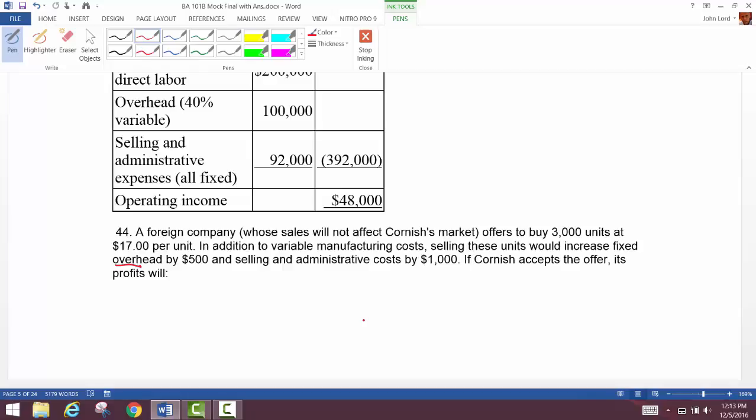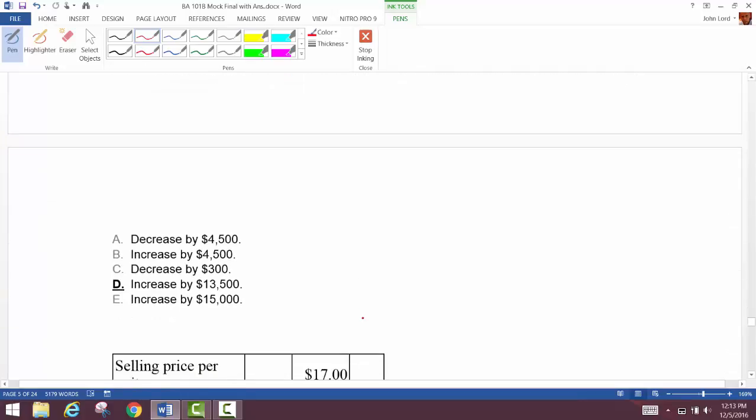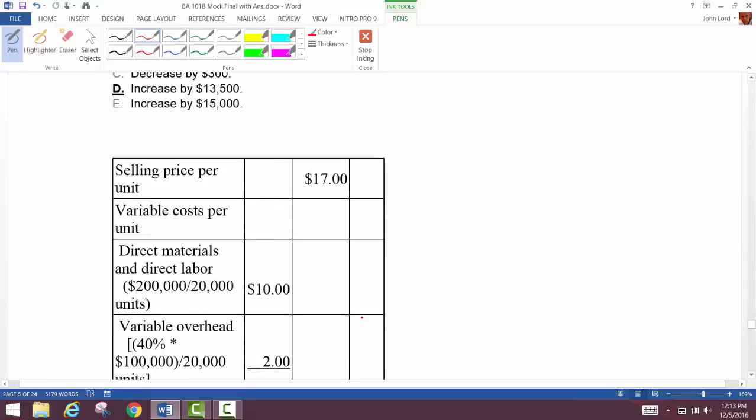A company whose sales will not affect Cornish Materials offers to buy 3,000 units at $17 per unit. In addition to variable manufacturing, selling these units would increase fixed costs by 500 and selling and administrative costs by 1,000. If Cornish accepts the offer, what will happen? Let's just look. Selling $17 per unit.